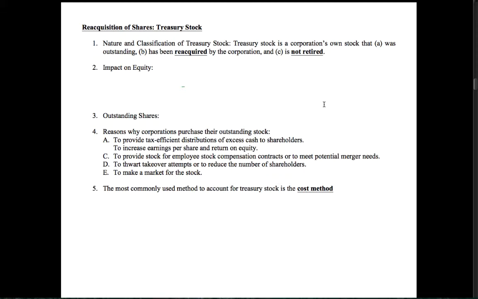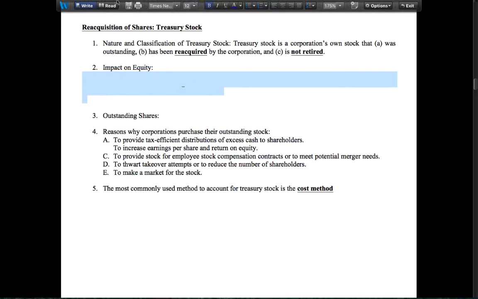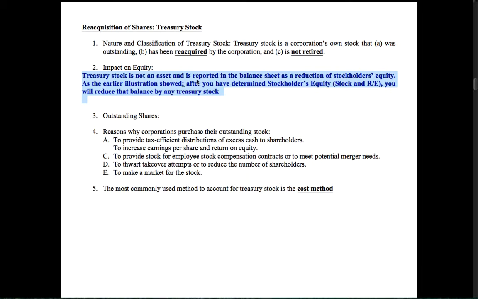Regarding the impact to equity, treasury stock is not an asset and it is reported on the balance sheet as a reduction of stockholders' equity. That is a key thing that I want to make sure you understand: it does not increase equity. It's not an additional form of capital. It is a reduction in the existing capital.